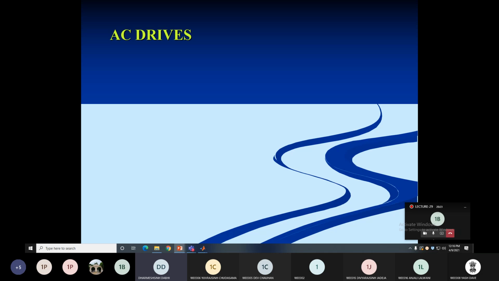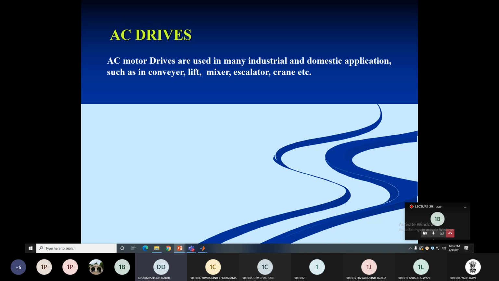In DC drives we use two converters, rectifier and chopper, whereas in AC drives we can use three converters: inverter, AC voltage controller and cyclo converter. Clear? These three converters we have learned in this subject. So in this subject we have learned the AC drive. Let's try to understand the basic concept of AC drive with the definition.